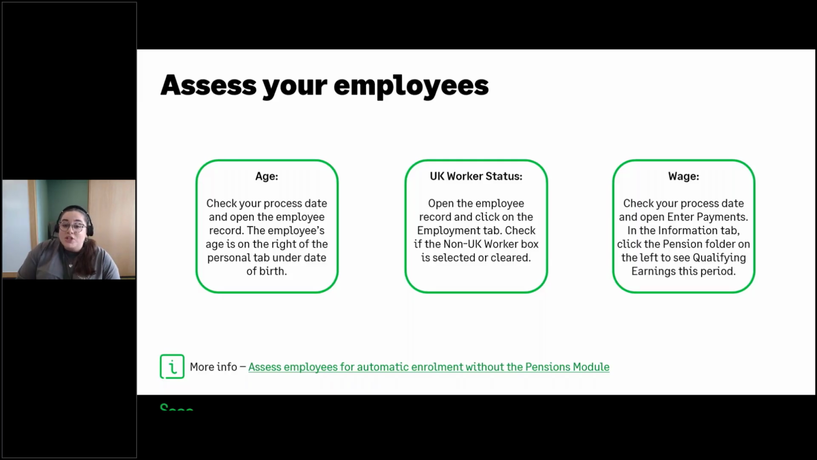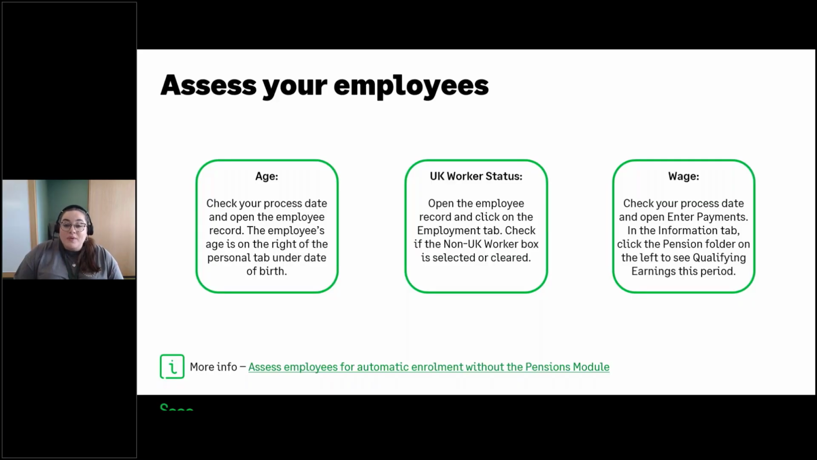And then for the wage, you're going to check your process date. In Enter Payments, you do have a tab called Information. That has different folders providing more figures and information on certain things, including pensions. So in the pensions folder in there, you will be able to see the employees' qualifying earnings this period, just to help you assess them and see if they are eligible for automatic enrolment. But as I say, for pensions module users, the pension assessment does all of that automatically for you.